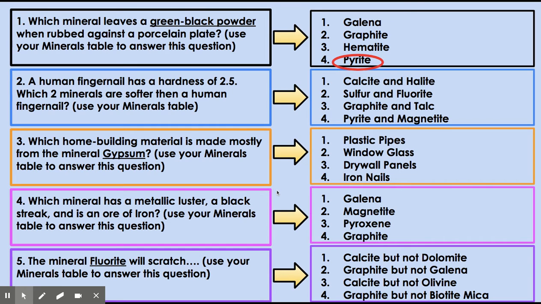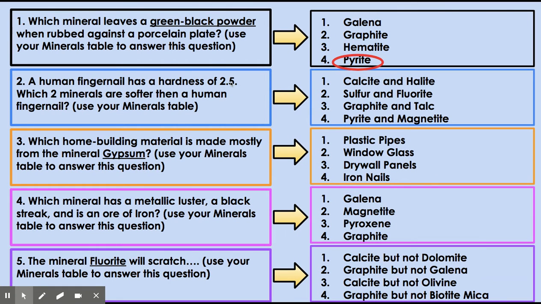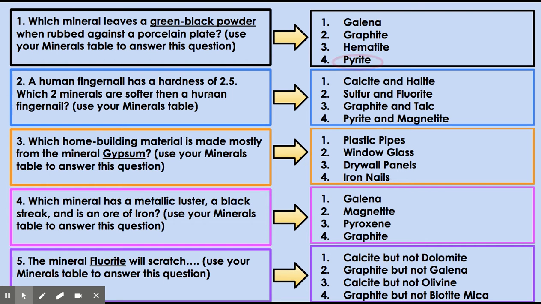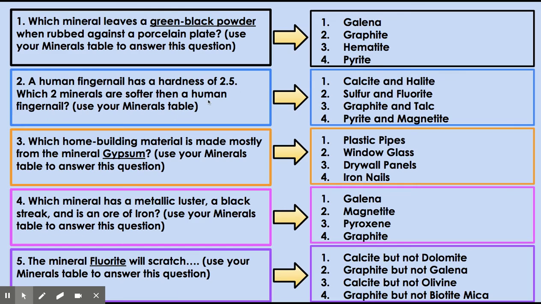For number 2, it said a human fingernail has a hardness of 2.5. So we're just using the hardness on our table right here. A fingernail, 2.5. And it wants to know which 2 minerals are softer than a human fingernail. So looking at your table, you should have found the 2 minerals that had a number in the hardness column less than 2.5, and that was graphite and talc. If we look at it, graphite, 1 to 2, talc, 1 for its hardness. Those are both less than 2.5.